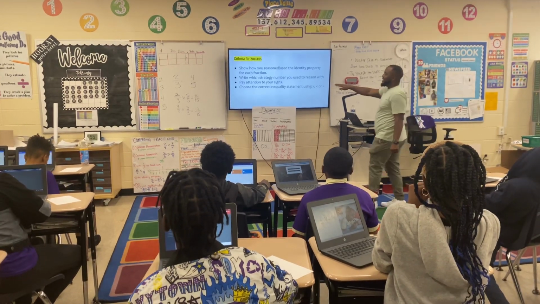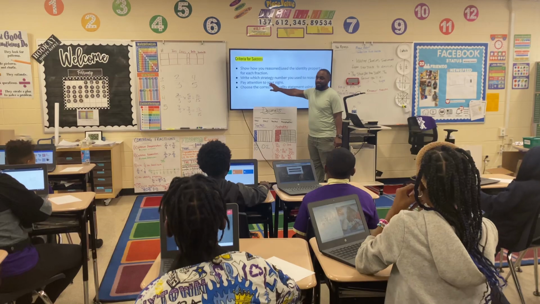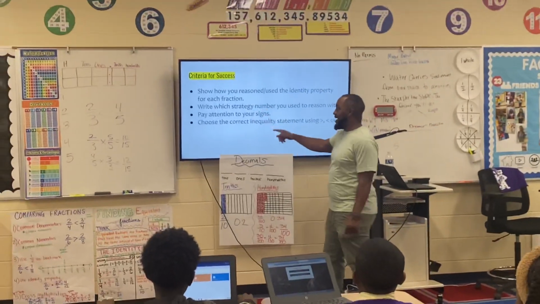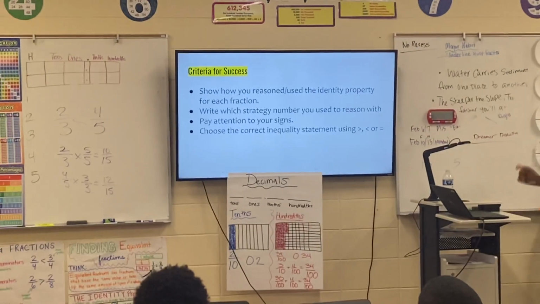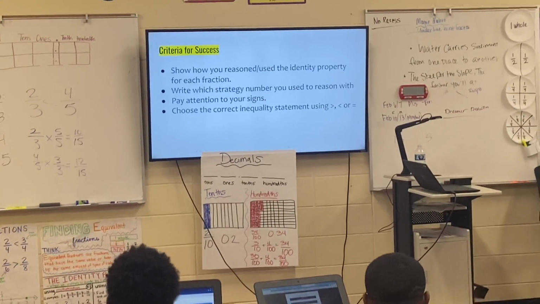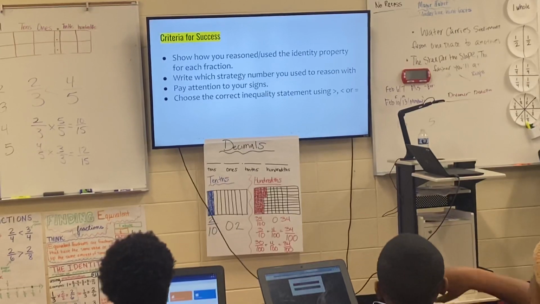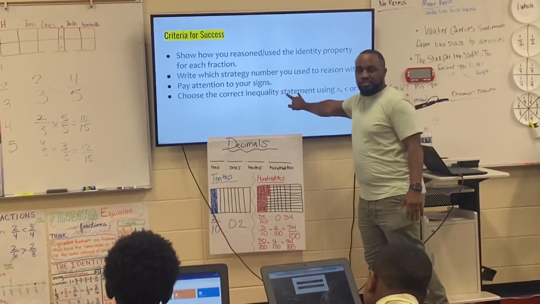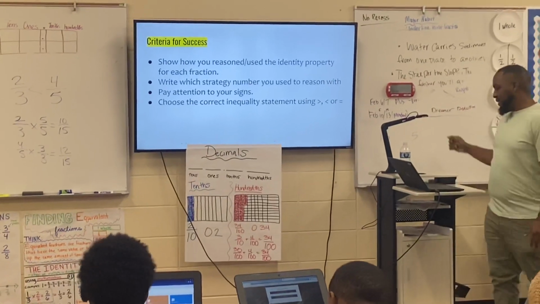Also, pay attention to your signs. That greater than, less than has been tricking us up. Pay attention to your signs, and choose the correct inequality statement. Just because they look together like that, I want you to make sure you're paying attention to those signs so you can choose the correct inequality statement.